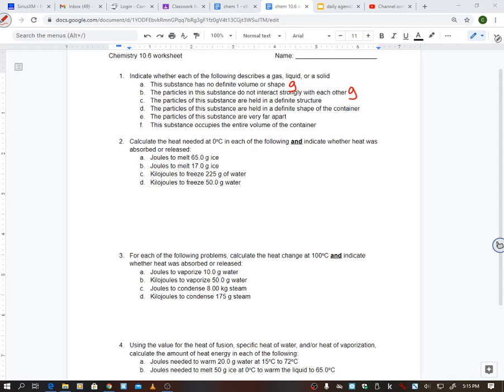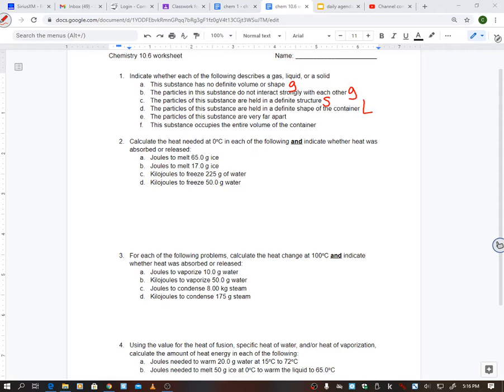C, the particles of the substance are held in a definite structure. A definite structure, like the pen I'm holding in my hand right now, is a solid. Or ice. Think of an ice cube. An ice cube has a definite structure. D, the particles of the substance take the shape of the container. So think about this. If I put ice in a cup, it's not the shape of the container, but when it melts to water, it's the shape of the container, and the gases just escape. So this one is liquid.